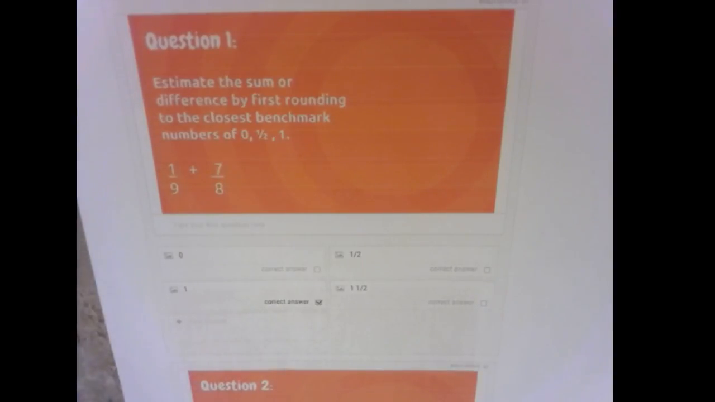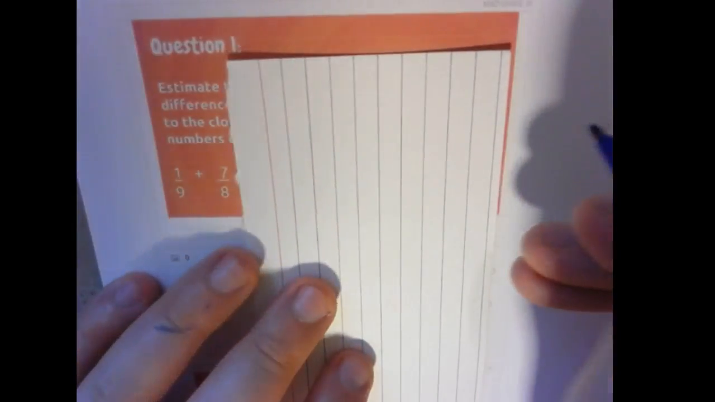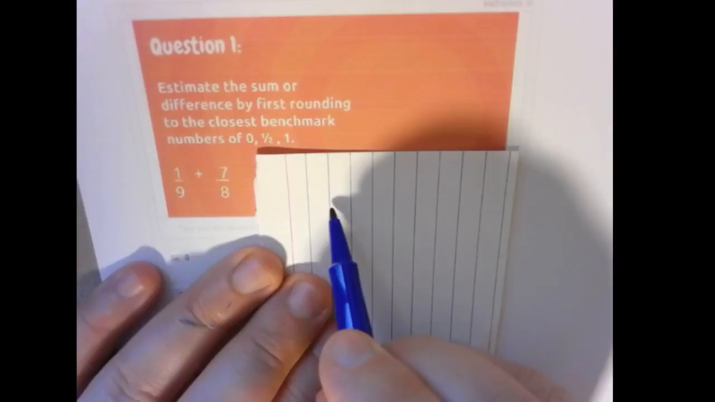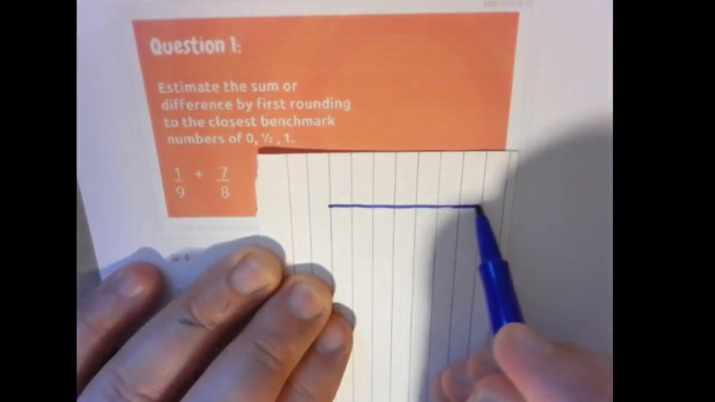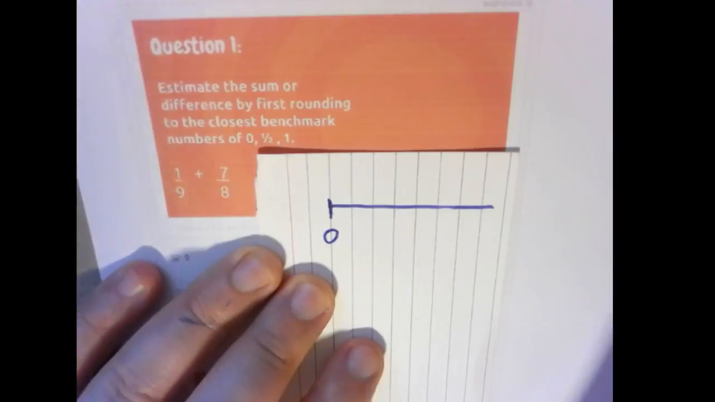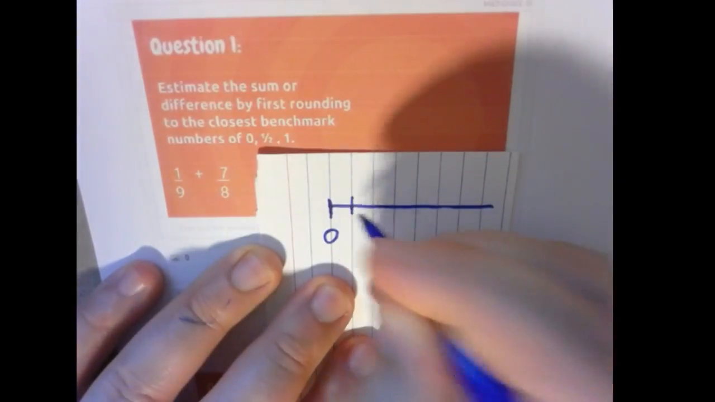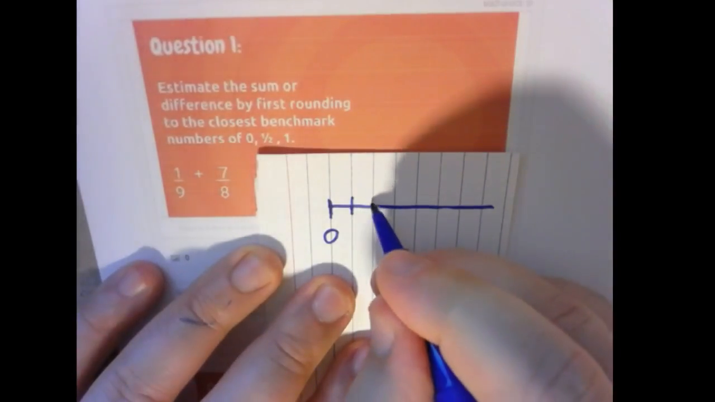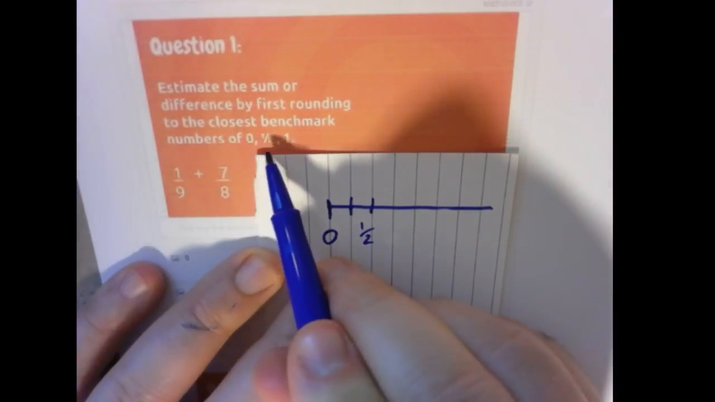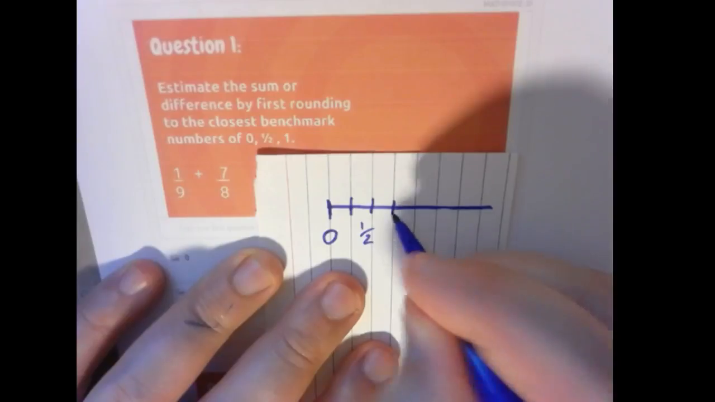You have half an inch. And what is halfway between 0 and 1/2 inches? Well, let's see what that might look like. So if we have a line, and if this is 0, then this could be 1/4, 1/2. We're just going to look at the benchmarks of 0, 1/2, and 1.